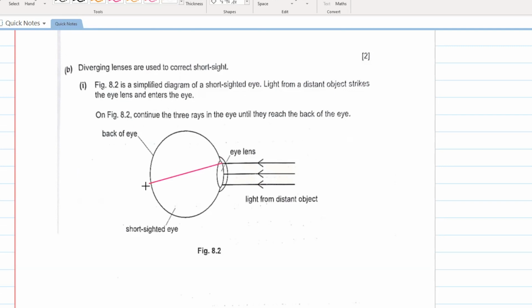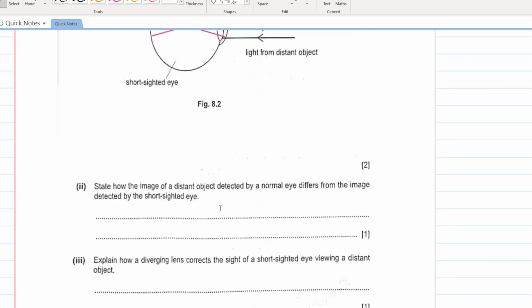Let me extend this, and let's extend this middle line as well. Let's extend this here, and let's extend the last line as well, somewhat like this. Yeah, the image forms before the retina if this is a short sighted person. This is your image. Okay, let's further see.